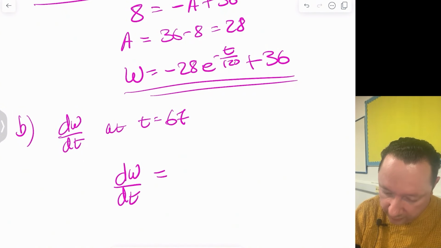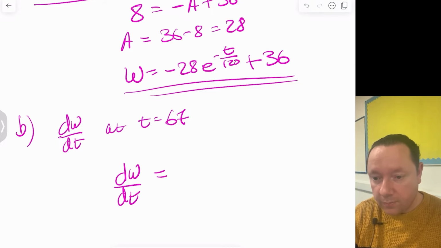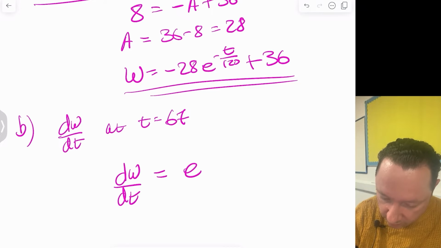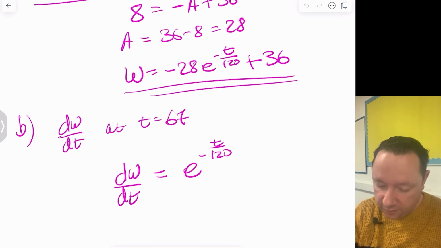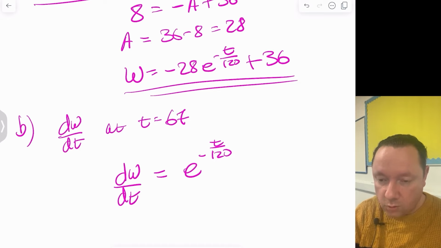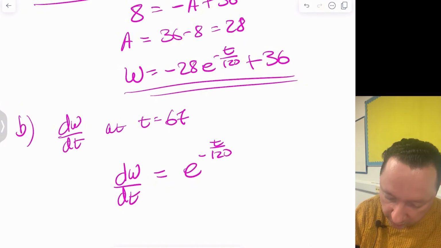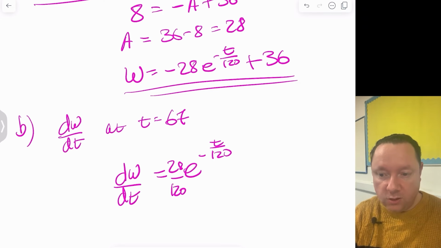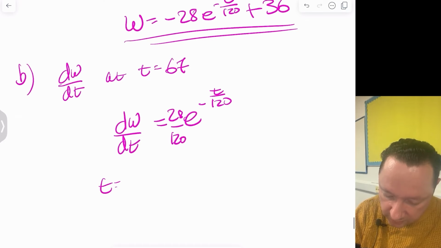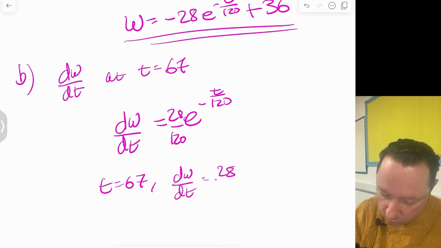So we've got e to the minus t over 120, so that's still e to the minus t over 120. We've got minus 28, but that's going to be times the derivative of minus t over 120, which is just minus 1 over 120. So you'll get 28 over 120. And then you've still got plus 36, but that's gone. So at t equal to 67, dw by dt is 28 over 120 e to the minus 67 over 120.